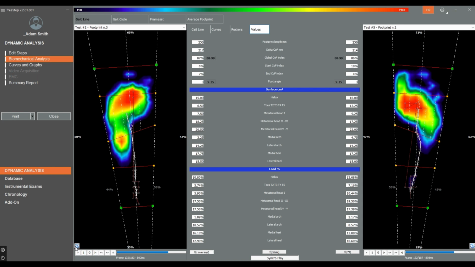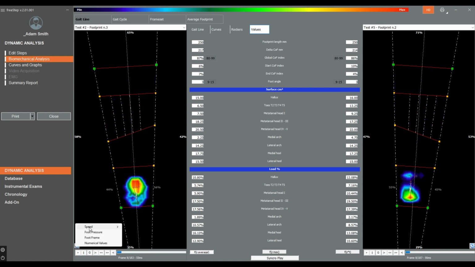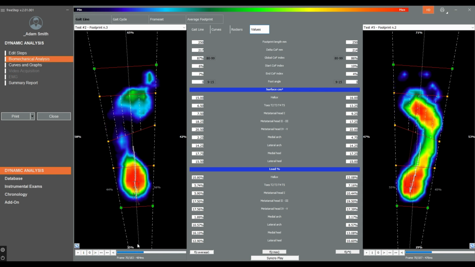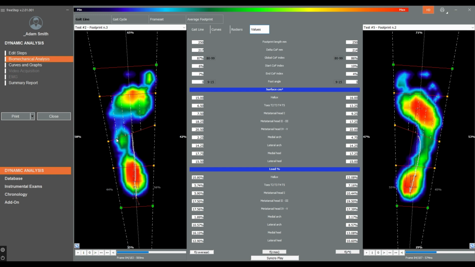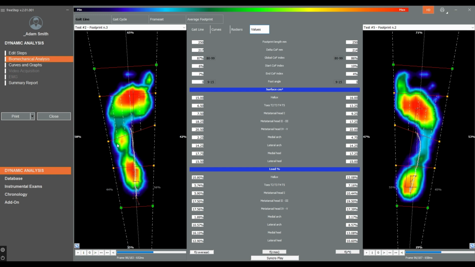You can slow it down to 100 or even slower, of course. If you really want to examine something, you can go super slow. One of the things you will see is this hot spot that appears on the 4th, 5th metatarsal. That's not good.